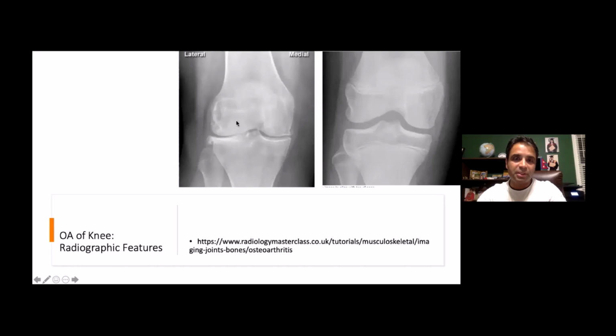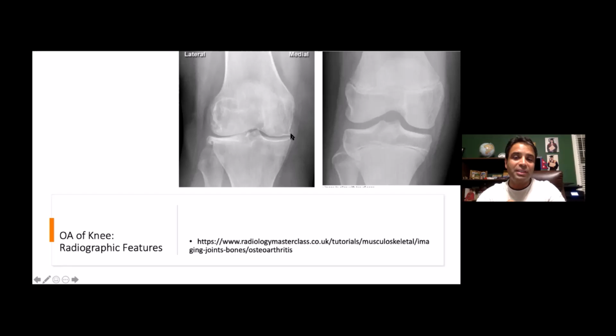Now, let me see. So this is an X-ray of osteoarthritis. So you can see the difference. Now, one particular thing we first discussed was joint space narrowing. Typically these are asymmetric, meaning if you look at the two compartments, the medial and lateral compartment, there is asymmetric narrowing of the joint space. So that is one of the typical features of osteoarthritis.